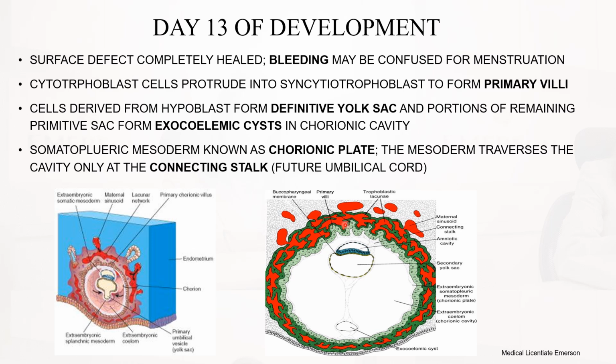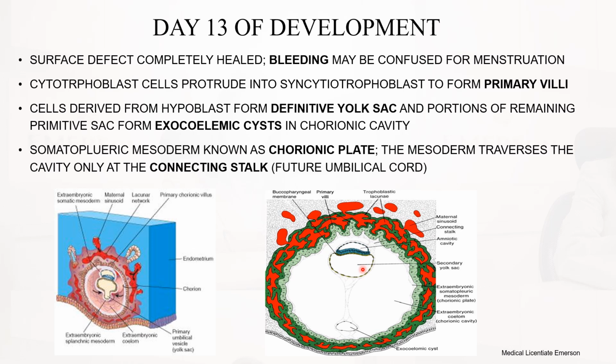Then the cells that were derived from the hypoblast. Remember, we have the epiblast, which was here, and the hypoblast, which is on the lower part. So the cells that were derived from the hypoblast are the ones which are going to form the definitive yolk sac. So the definitive yolk sac will be formed. This is the secondary yolk sac, which is here, this one.